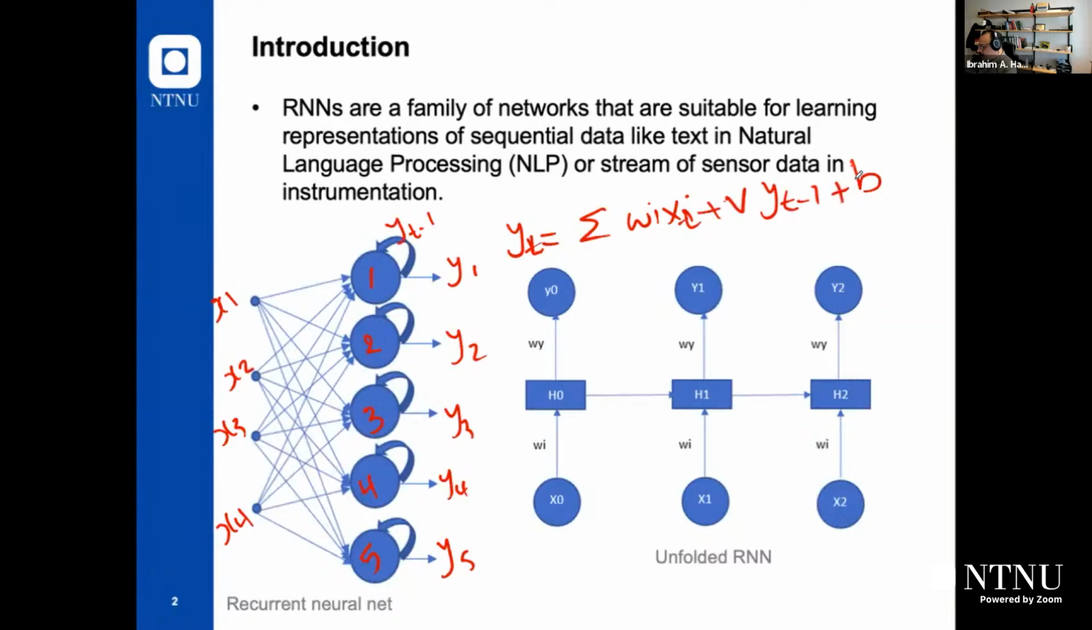After calculating this formula, we need to apply an activation function. Maybe the activation function is ReLU, for example. So to calculate yt, we send this through the ReLU function. So it will be ReLU of this weighted sum. So this is, in short, the recurrent neural network.